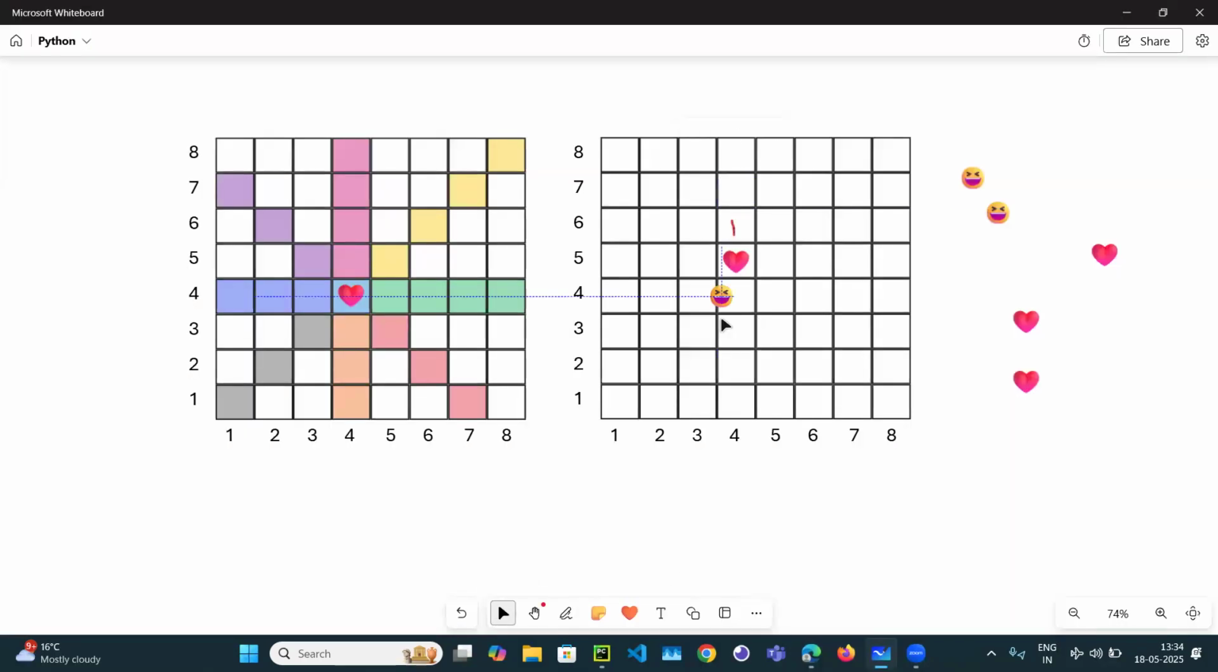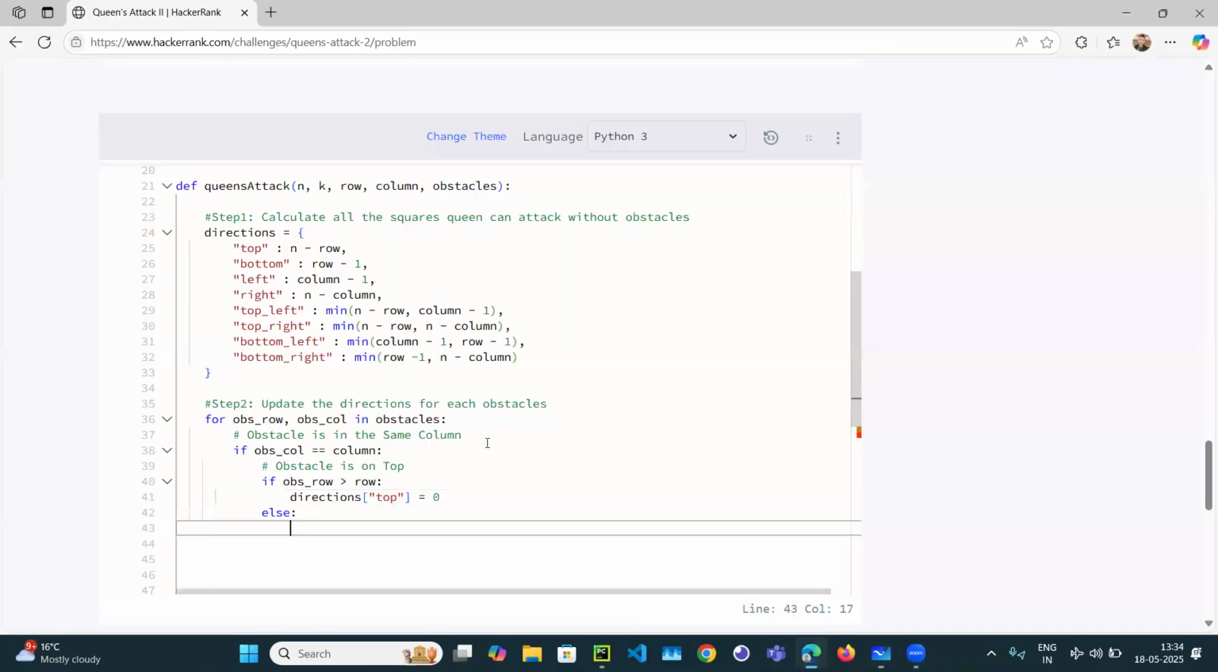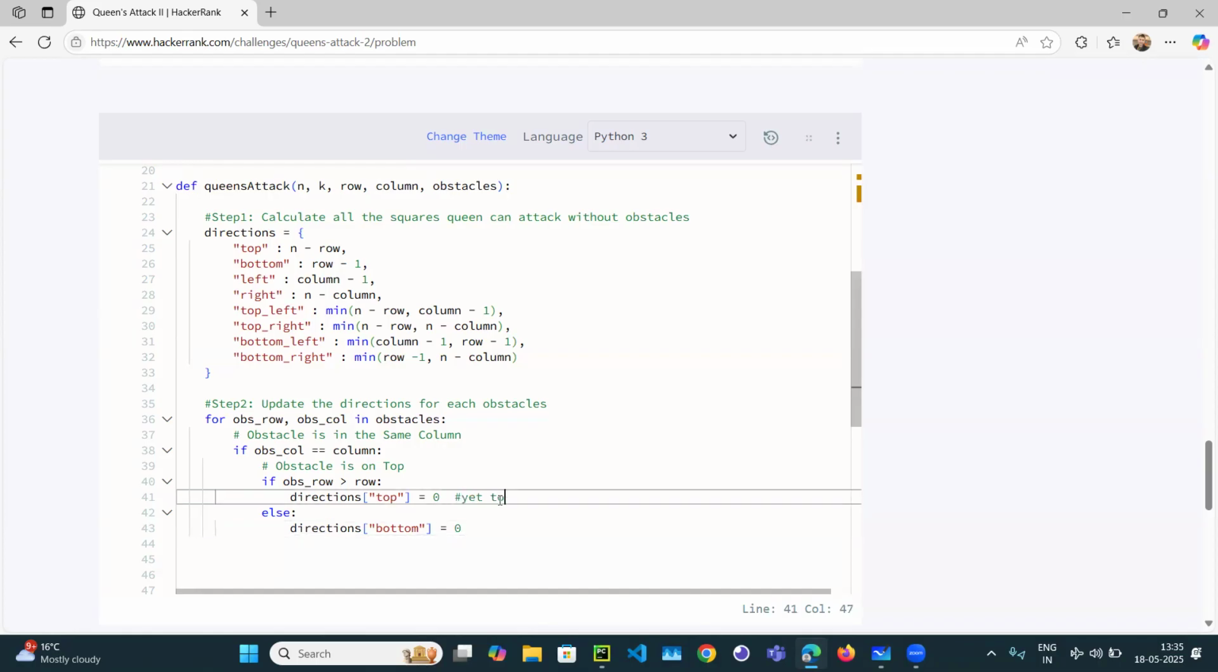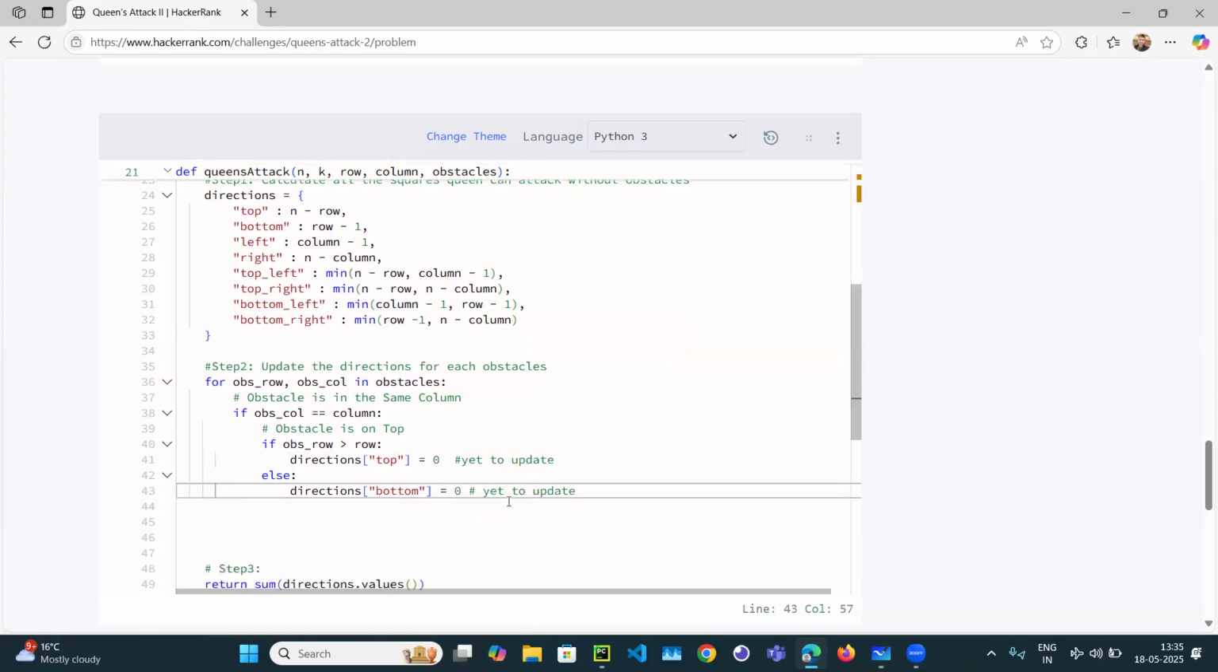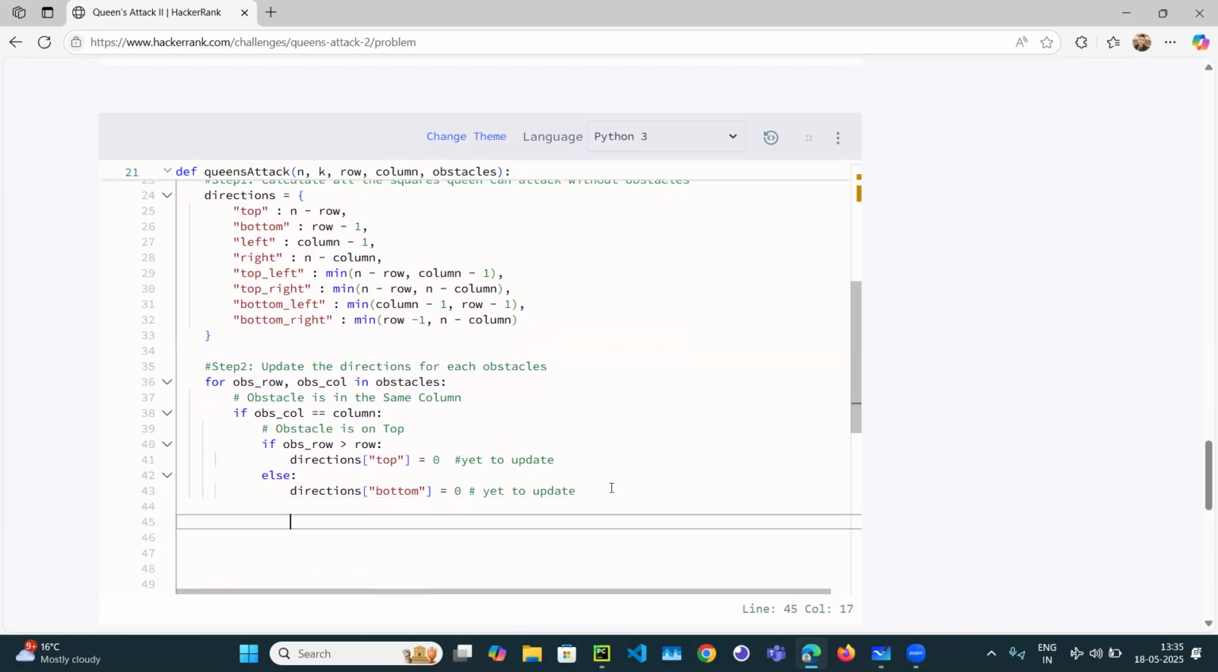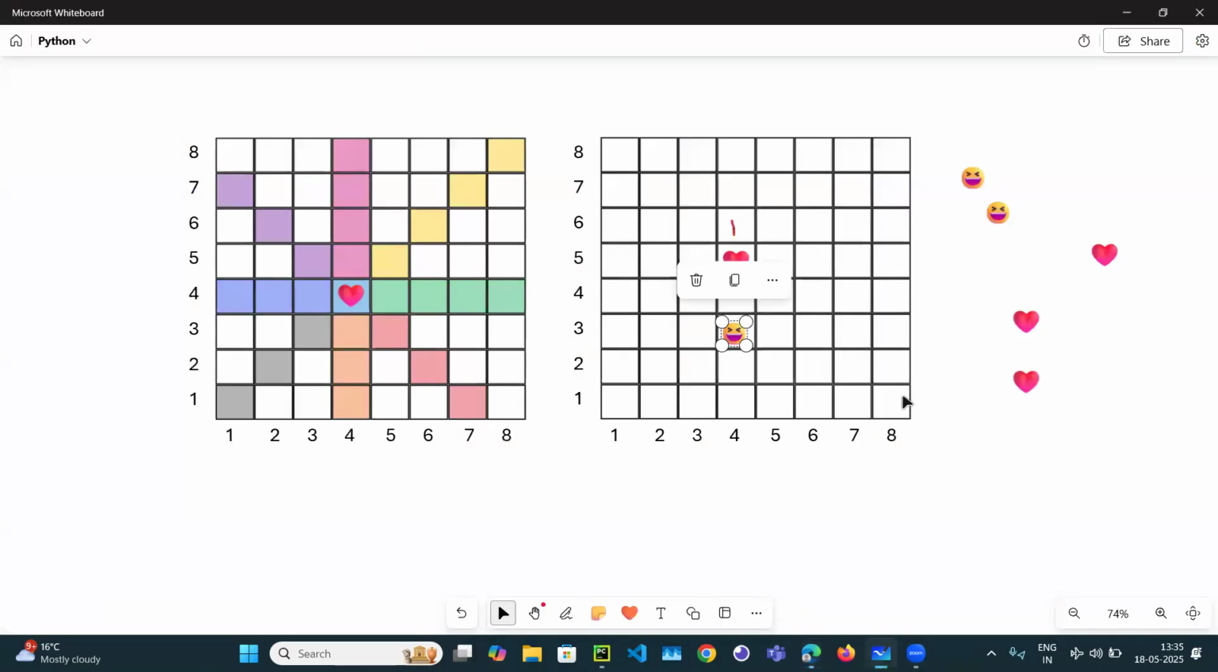Else, it can be below. If it is below, then you need to update the bottom. So currently I am putting 0. We are yet to update, because we are doing it step by step. Now, this is done. Let me rub this. This is done, right?